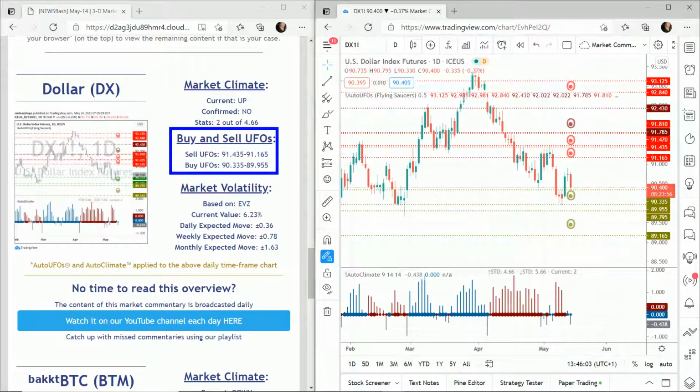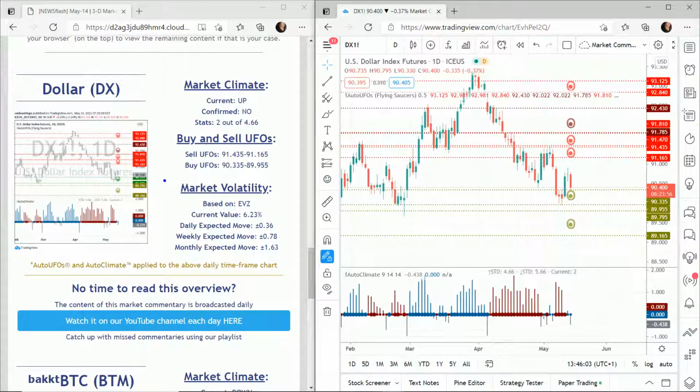Now, when it comes to buy and sell UFOs, we have buy orders here at 90.335 to 89.955. Now, we would expect price, now it's hit this buy UFO, to move up from here. That's what buy orders do, is push price up. So we'll see what happens to that over the coming days, but we'd expect a movement up. Sell orders are here at 91.435 to 91.165.